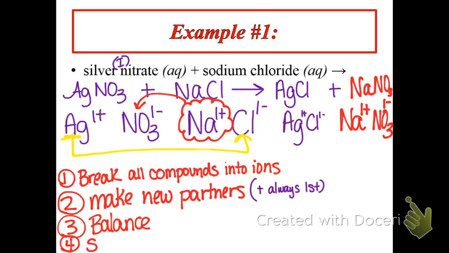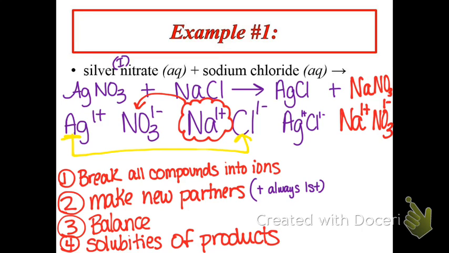And then last but not least, we need to check solubilities, meaning we need to look at our chart and determine, and you'll only need to check, I guess I should put, check solubilities of products. Because the solubilities of the reactants are always going to be assumed to be aqueous, because you're going to be able to break those down and make products. So we're assuming they're in ion form. So the only thing you need to check on are the actual products.